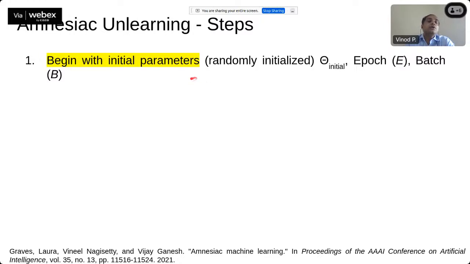So let us try to summarize this step. If we look at the traditional way of learning, we start with the randomly initialized weights corresponding to any model, let's say a deep learning model. These randomly initialized parameters are represented by a symbol called theta subscript initial. And then we have some epochs, and we also divide the entire data set into some number of batches.